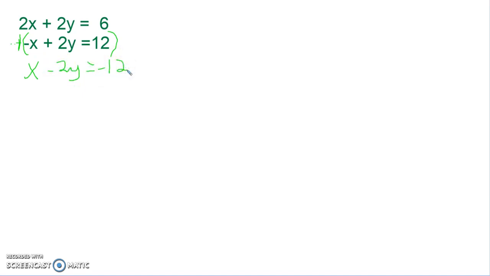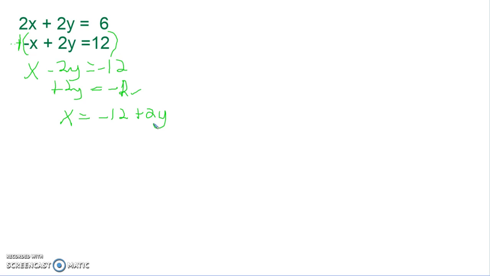I have an x minus 2y, so I'm just going to add 2y to both sides just to get x by itself. So now I have x is equal to negative 12 plus 2y. So again, we've solved for x, but this time we solved for x in the second equation. So I'm going to plug this value, negative 12 plus 2y, in for x in the first equation.